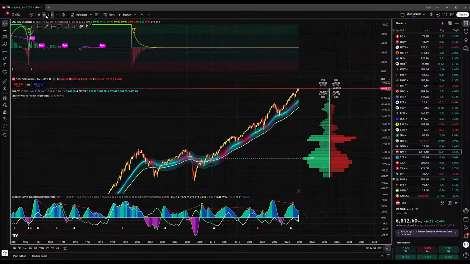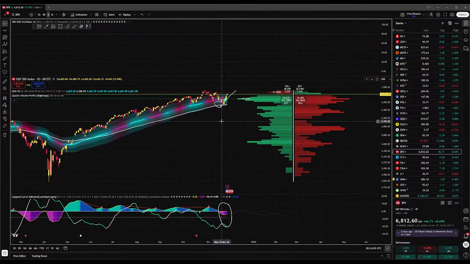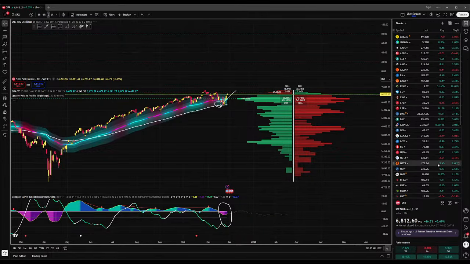Okay, now let's continue with one-day chart. Same as yesterday, you see? Don't short, just follow the trend. The trend is your friend. That's the only thing you have to do. Okay, now let's continue with Adobe.